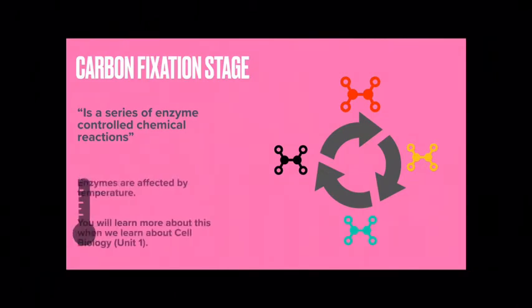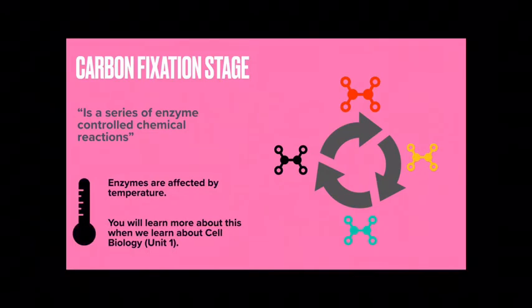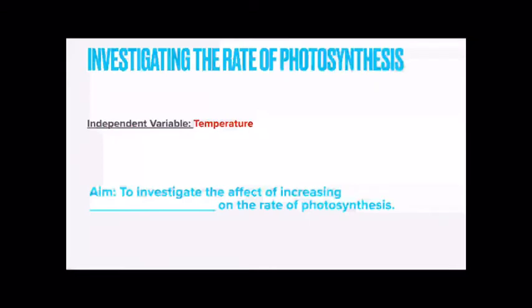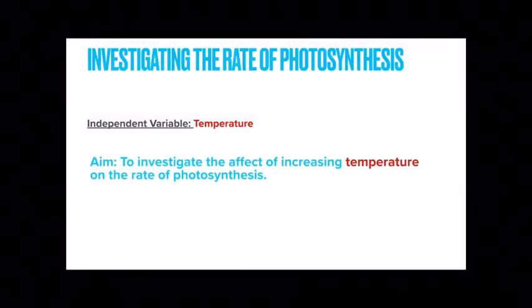Now, you'll learn about enzymes later in the course, but for now, just believe that enzymes are affected by temperature. Changing the temperature affects how well the enzymes work, and that'll affect how fast this cycle happens. Okay, so this time my independent variable is going to be temperature. That means I'm changing the temperature for each repeat of my experiment, and because I can only change one variable, I'll be keeping the light intensity and the carbon dioxide concentration the same.